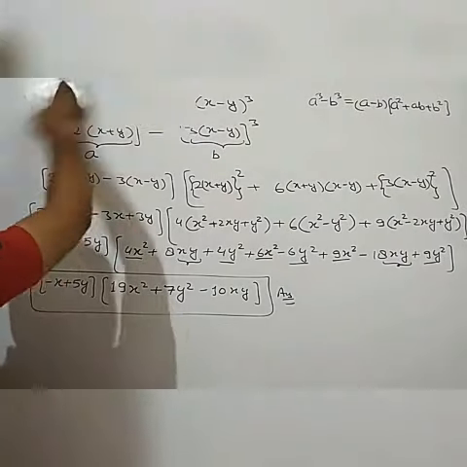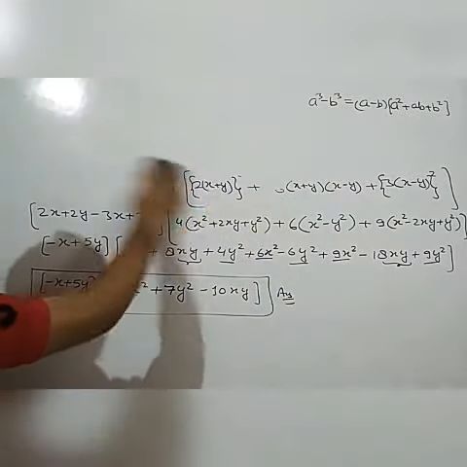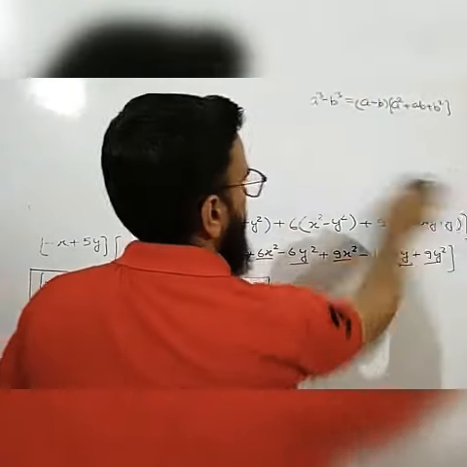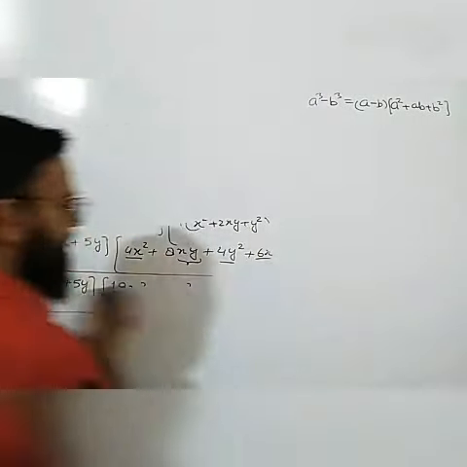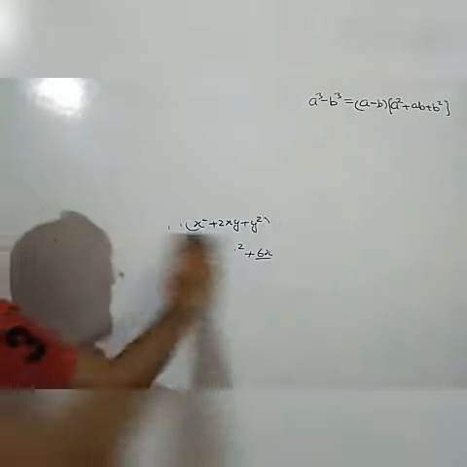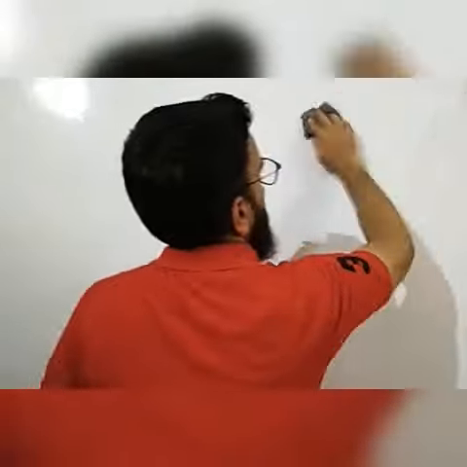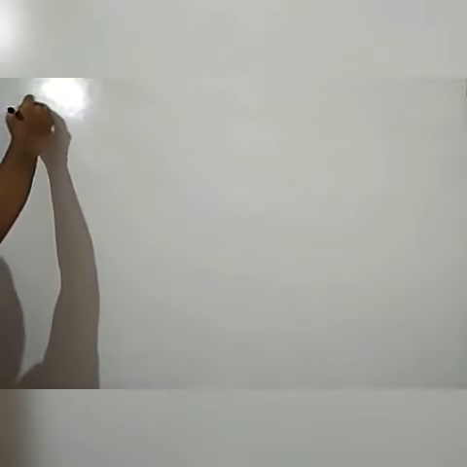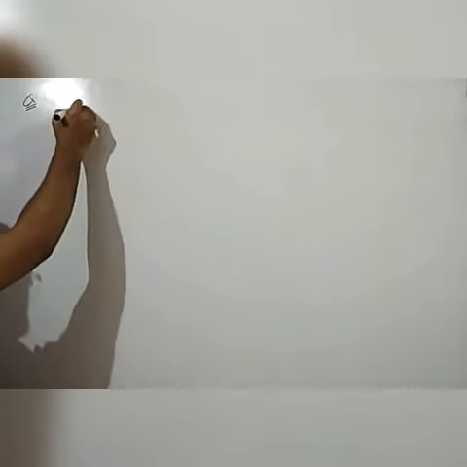Now coming to the next question of the identities, a plus b whole cube and a minus b whole cube. Now these questions are important because here we have to convert the terms in terms of a plus b whole cube and a minus b whole cube.